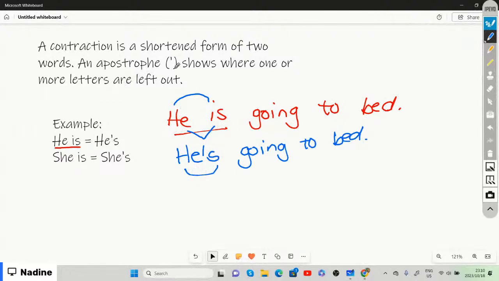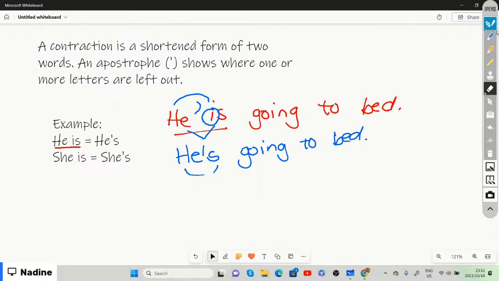The apostrophe shows where one or more of the letters are left out, which means the I is going to be left out, and then we put an apostrophe in its place. So it's like saying he, we take out the I, we put the apostrophe, and we leave the S. So instead of saying he is going to bed, we can say he's going to bed. All right.